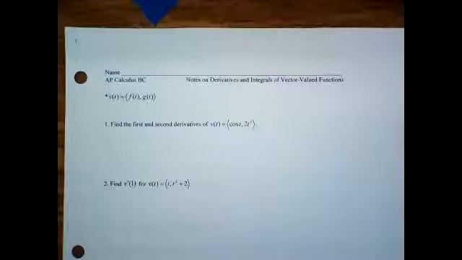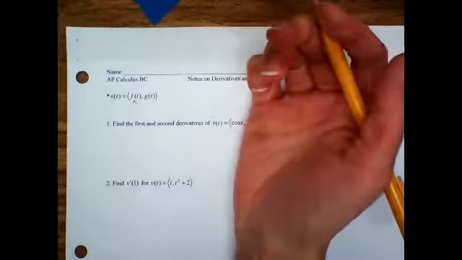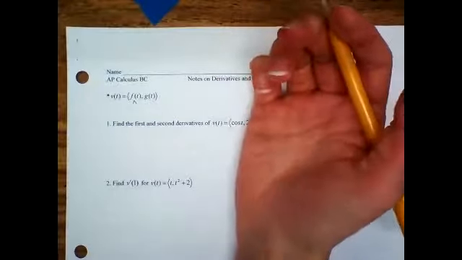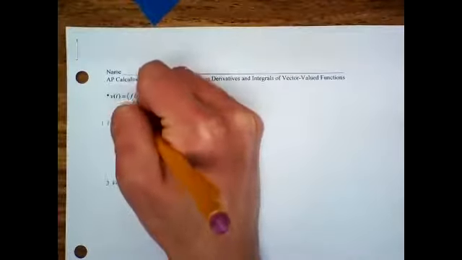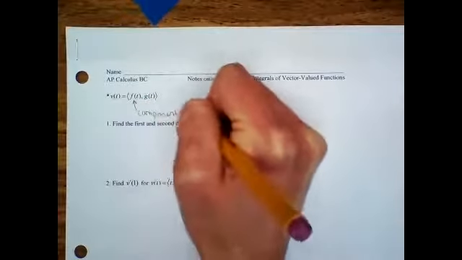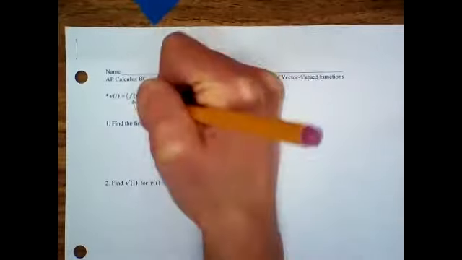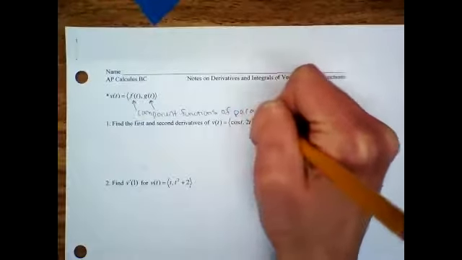All right, so last time we did vectors, now we're going to do the derivatives and integrals with the vectors. Our vectors, in component form here, are in terms of t, so it's really not any different from a parametric equation. You have an x of t and a y of t. They are component functions of the parameter t.